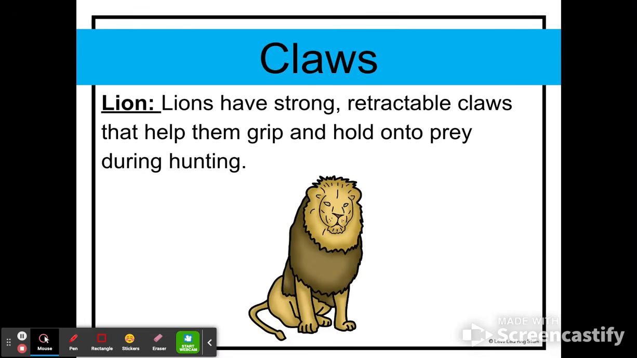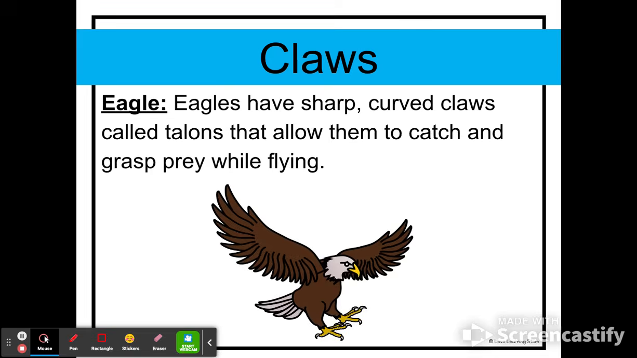Animals also have claws, and these are external structures. Lions have strong, retractable claws that help them grip and hold on to prey during hunting. Eagles also have sharp, curved claws called talons that allow them to catch and grasp prey while flying.